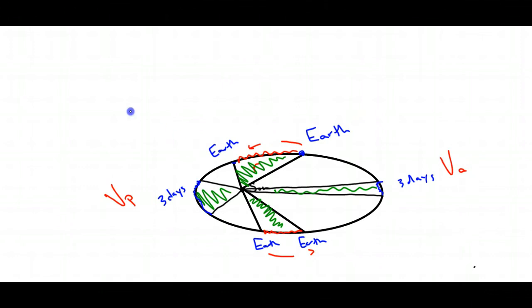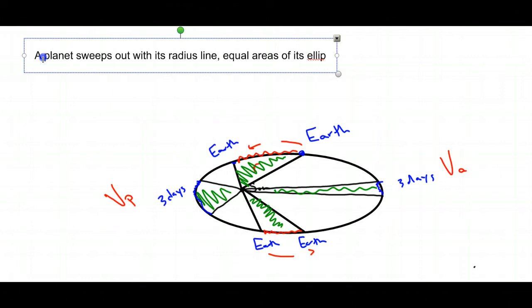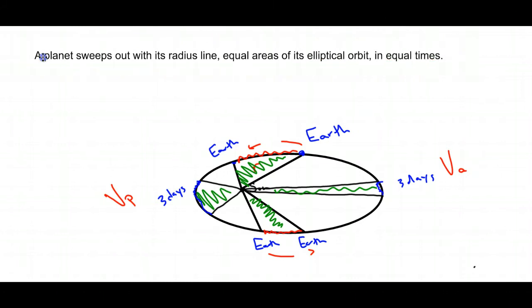And Kepler's second law, as stated, is the following. A planet sweeps out with its radius line equal areas of its elliptical orbit in equal times. So if we know that it takes 3 days to travel this distance here, and we know that it takes 3 days to travel this distance here, then we know that the areas must be equal. And that leads us to understanding that this velocity here at the perihelion is much bigger than the velocity at the aphelion.